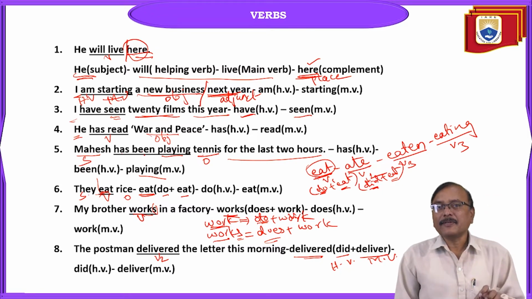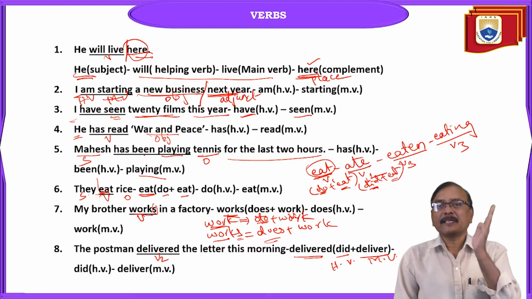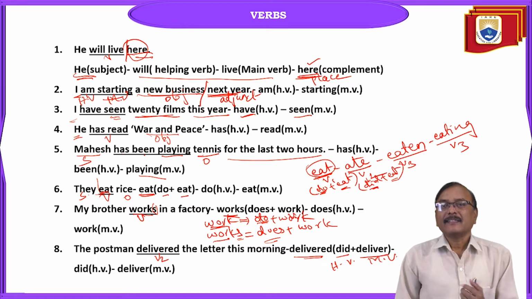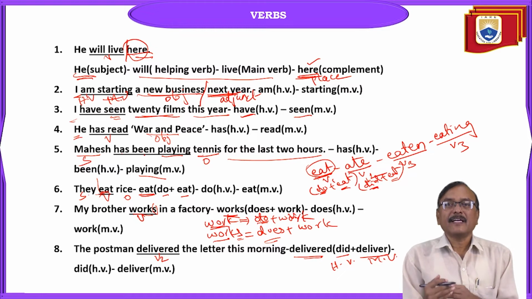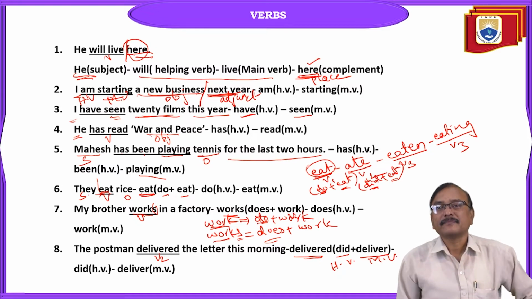Helping verbs don't give any information about the action, but they support the main verb, and with the usage of a helping verb, we can change the tense of the verb.